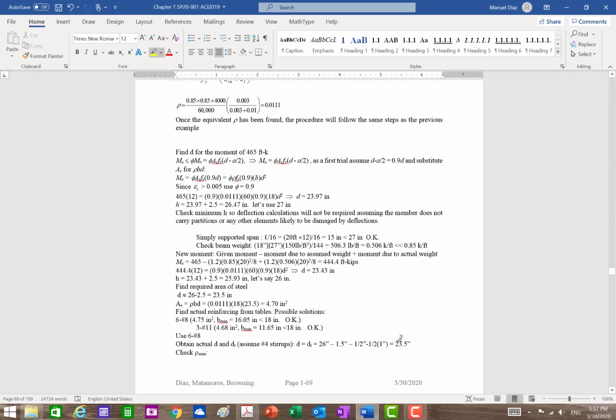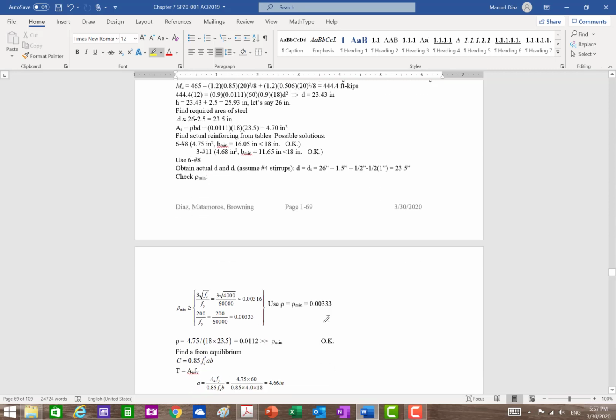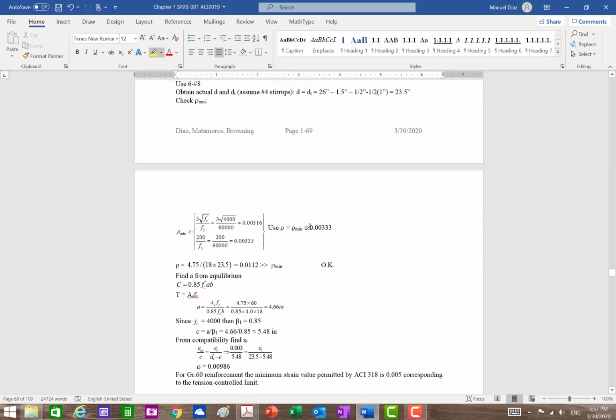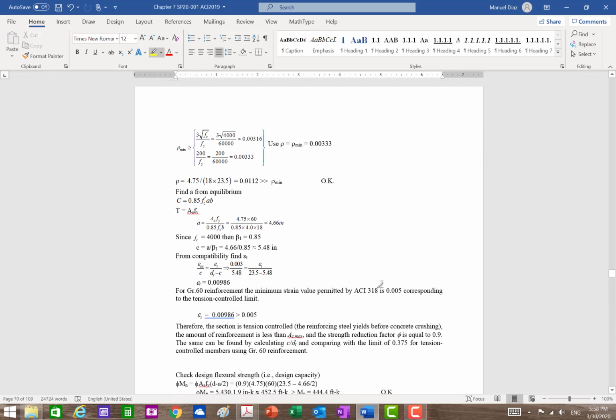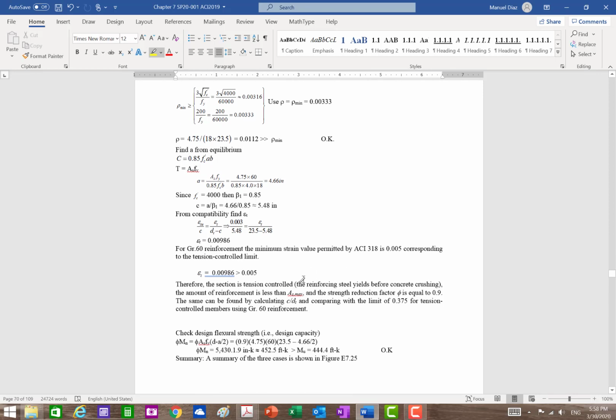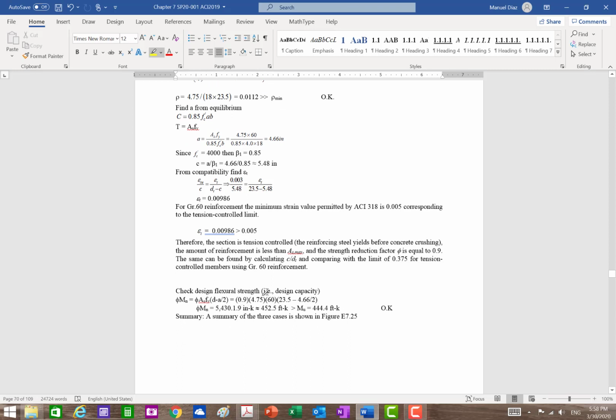So find my D and D sub T's. Yeah, they are the same. Check my minimum. It is good, so no problem. Check my A, my C, my epsilon T, pretty close to what we assumed. Remember, you will not get exactly the same number that you assume because of the rounding on the dimensions and on the areas. But it's pretty close. Again, this compares well to the value for tension control for grade 60. And so we can use 0.9, A maximum is satisfied, check the strength, and we have the capacity.